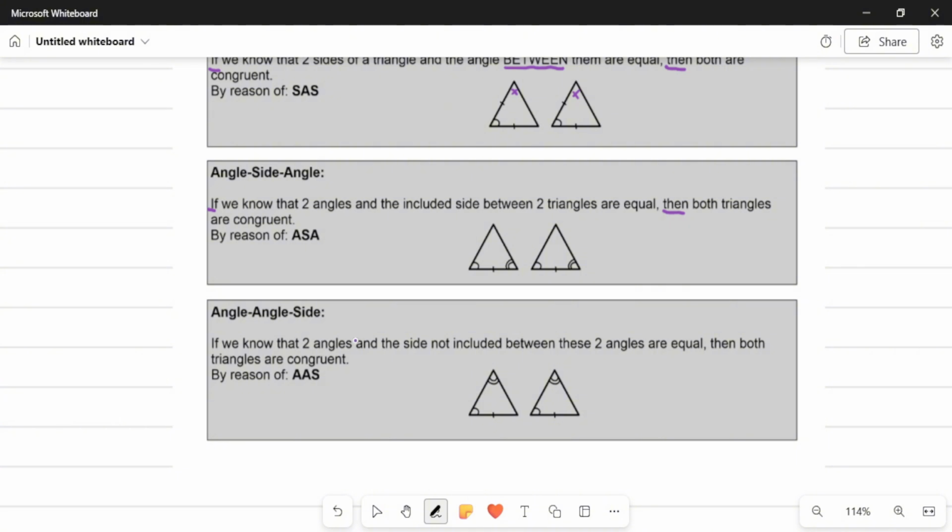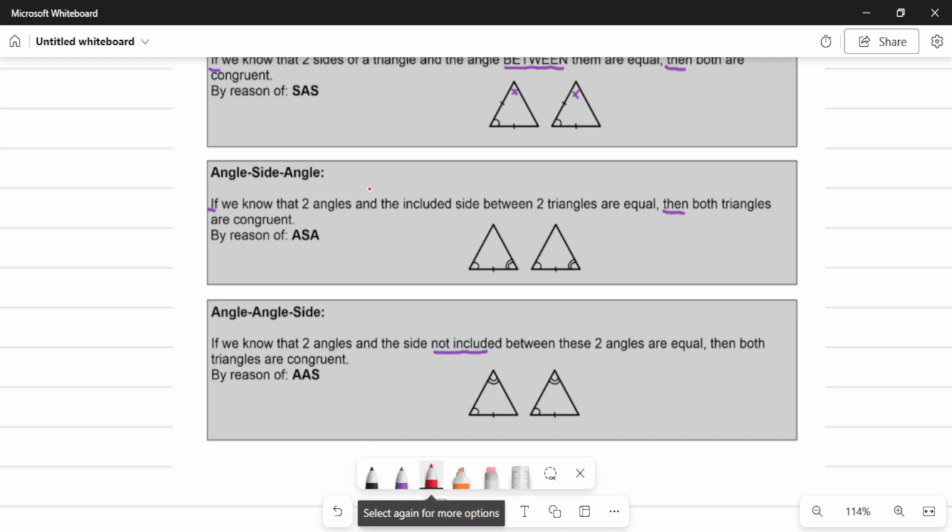If we know that two angles and the side not included between these two angles are equal, then the triangles are congruent. So there's the two angles. Which side is not included between them? It's this one. So I can either take this side or that side because it's not included between them. And the reason is angle, angle, side.